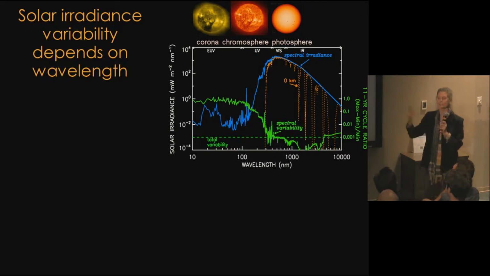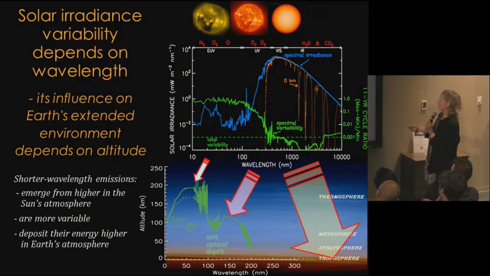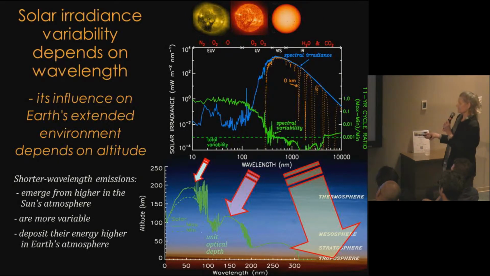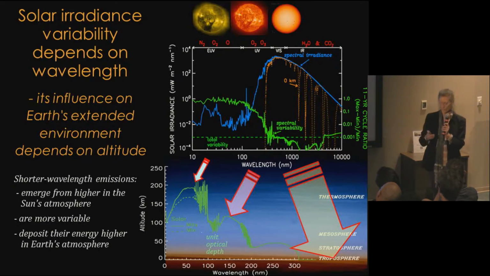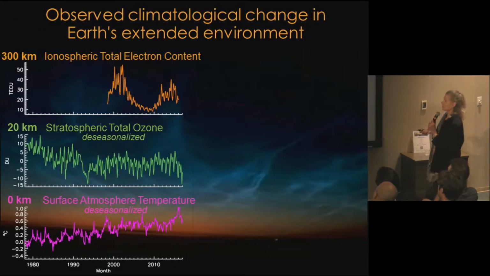So you can't just say solar radiation varies. You have to know what wavelength you're talking about, and you also have to know where it's deposited in the atmosphere. Most of the radiation, as I said, comes to the surface. The more variable ultraviolet radiation gets deposited in the stratosphere, and then the most variable EUV radiation gets deposited in the thermosphere and ionosphere. So there's this mapping of the sun's spectrum, its variability, and absorption in the atmosphere, and you have to understand how these regions are changing, and hence their climatology.